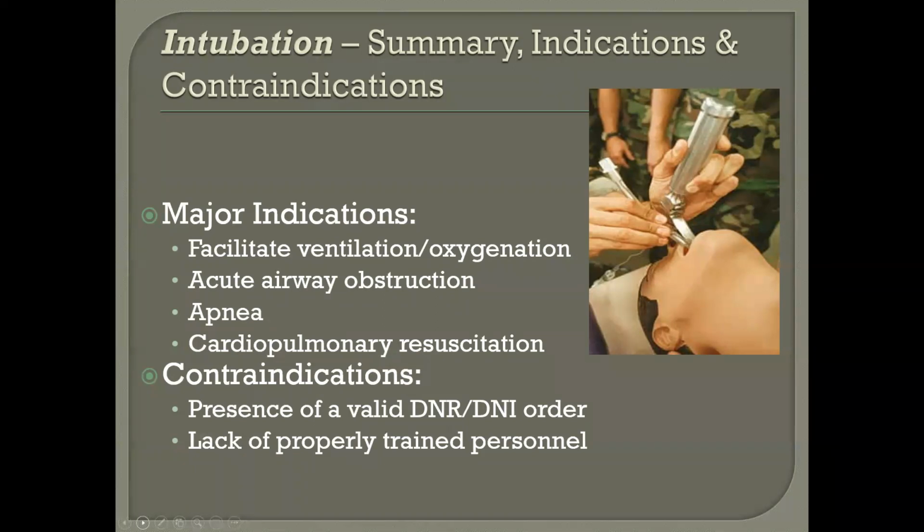Major indications: to facilitate ventilation and oxygenation. If there's an acute airway obstruction, providing it's not so acute that the patient may better need a tracheostomy. The patient is apneic or hypoventilating, and it can't be reversed. So you get patients who will hypoventilate because they have too much narcotics on board, which can be reversed with Narcan. That's a judgment call that the physician team will typically make.